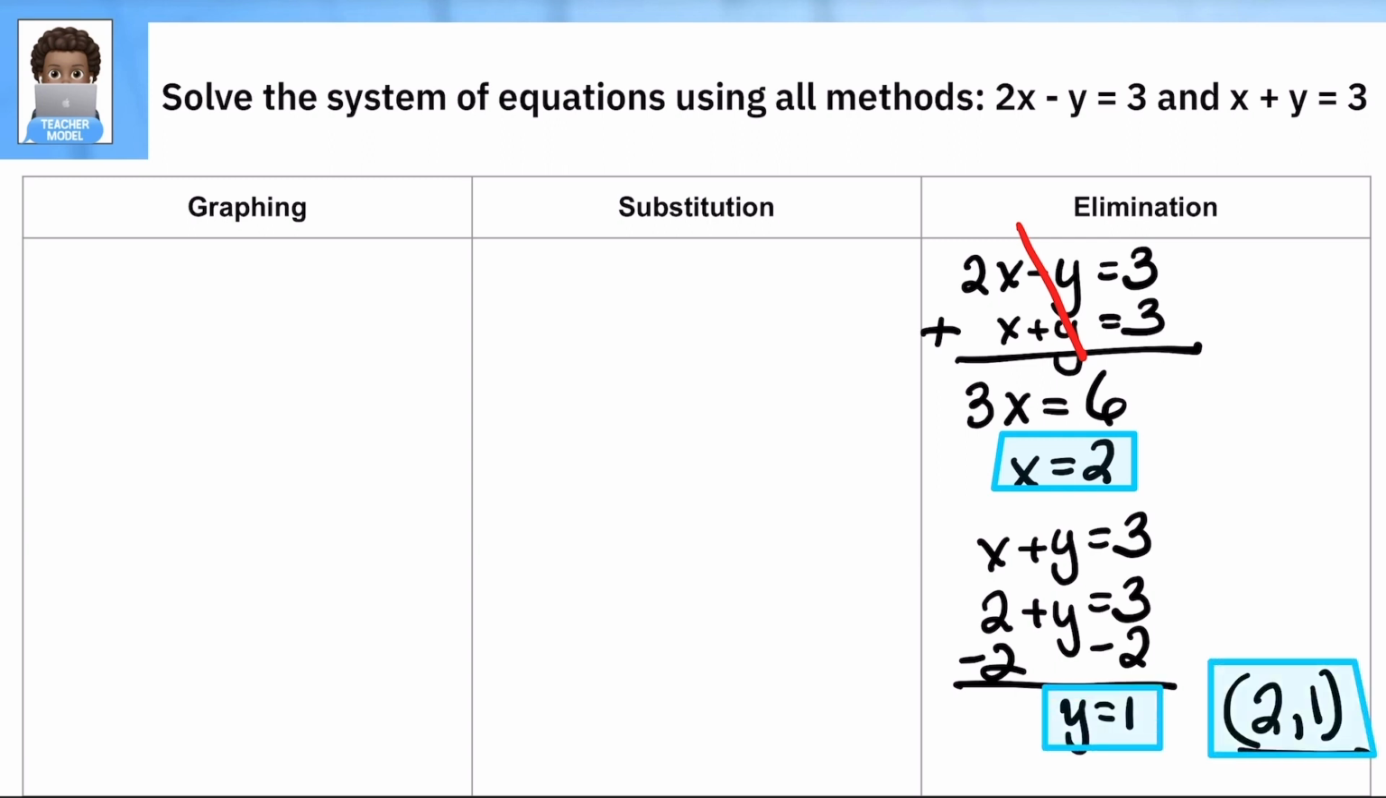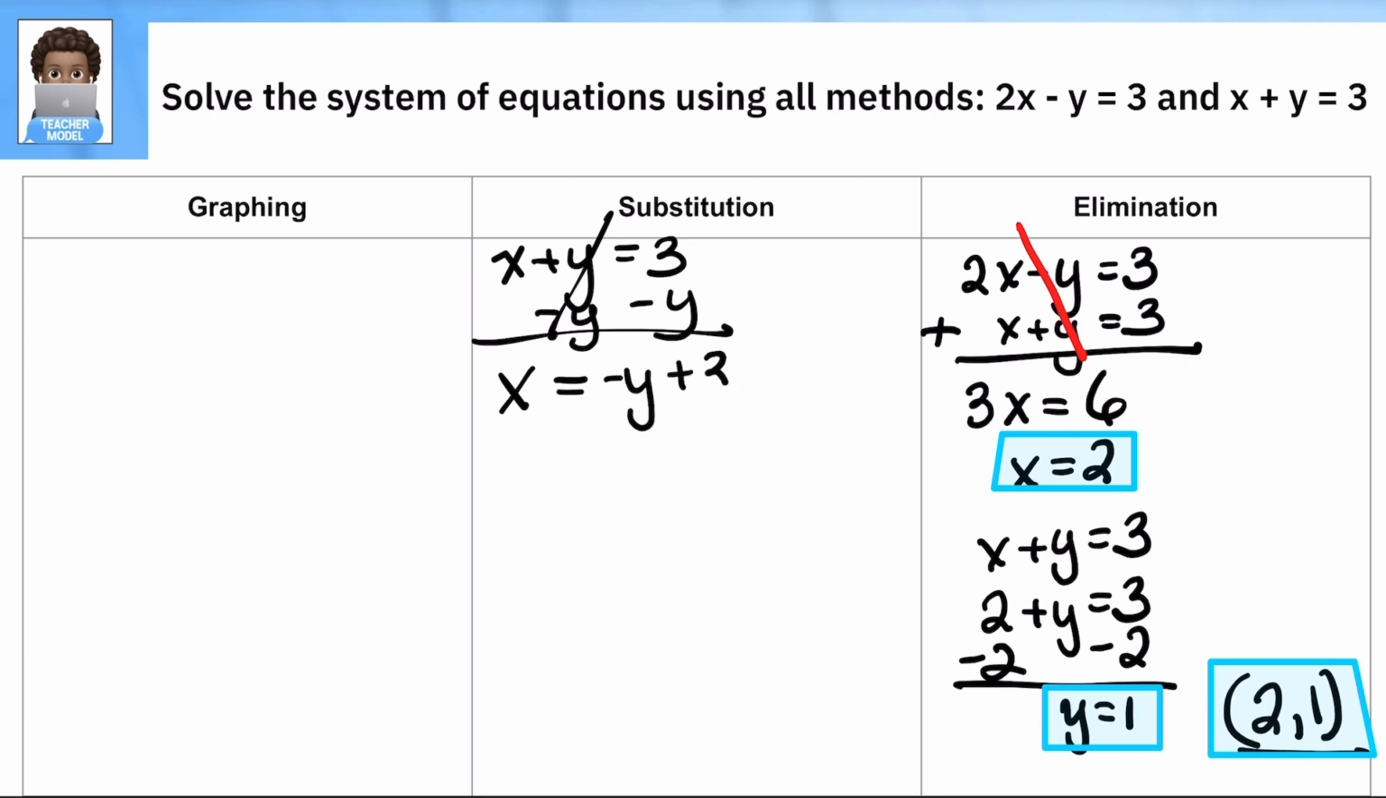Great, so let's try with another method. You can see that didn't take a lot of time. So let's say you decide to choose the substitution method because you like the substitution method. I would take one of these and I'm going to decide to isolate. So I'm going to subtract y on both sides. So now I have x is equal to negative y plus 3, and I'm going to substitute that in.